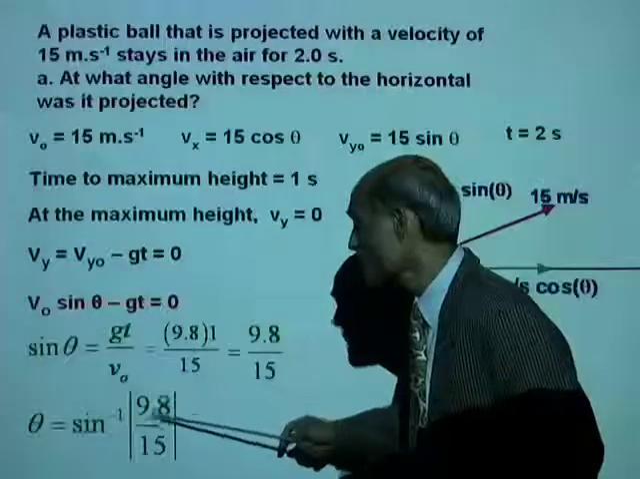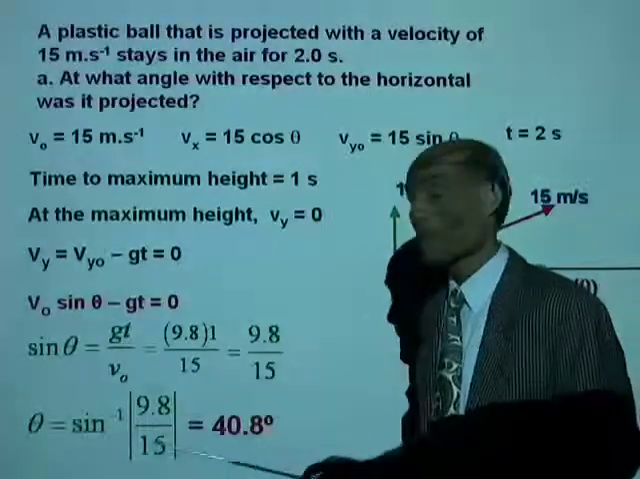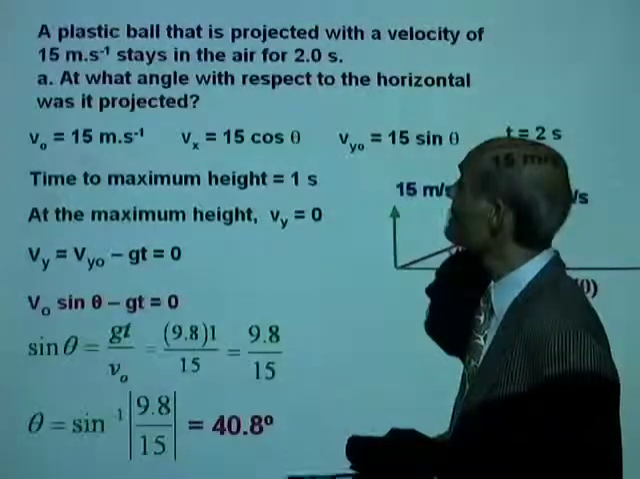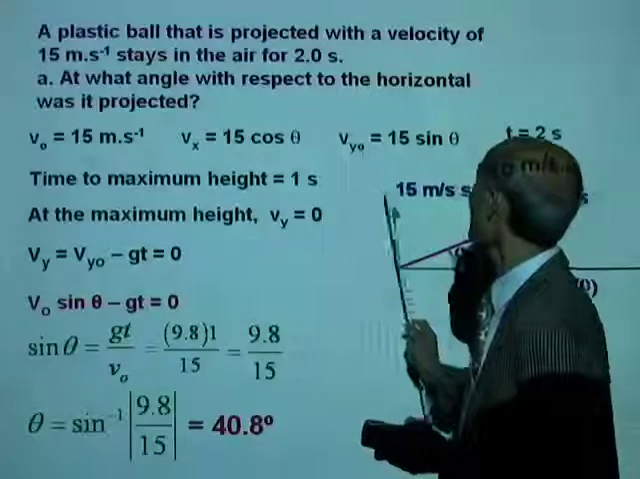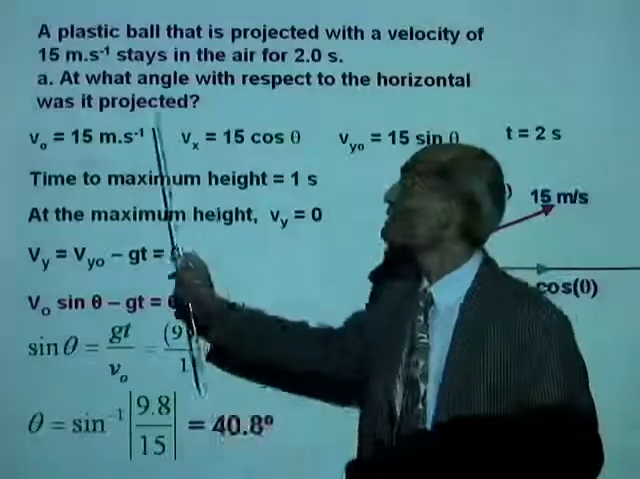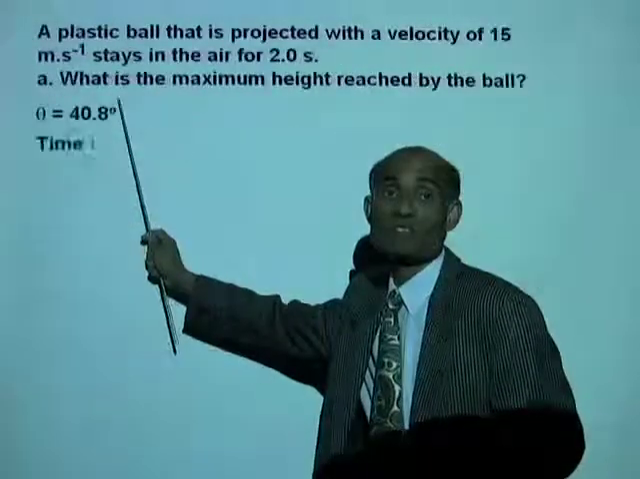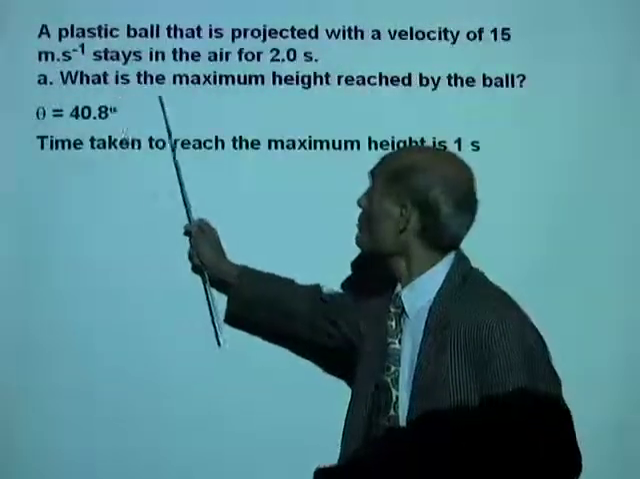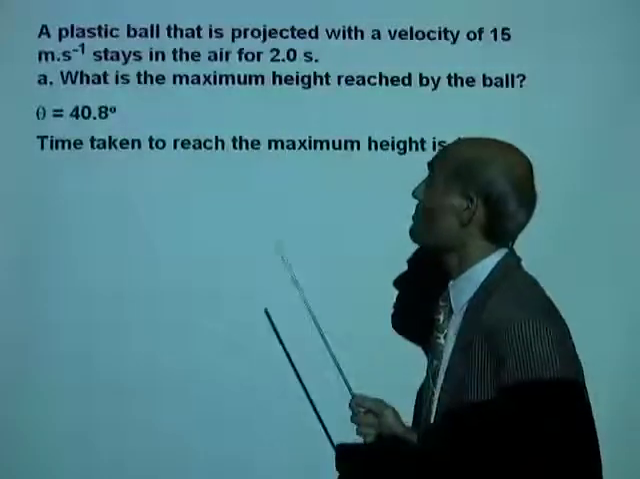Sine inverse of 9.8 over 15, and that is 40.8 degrees. So the angle of projection is 40.8 degrees. That's the first part of the problem. Let's see what the second part is. What is the maximum height reached by the ball?